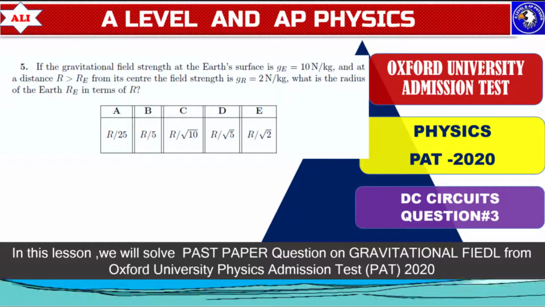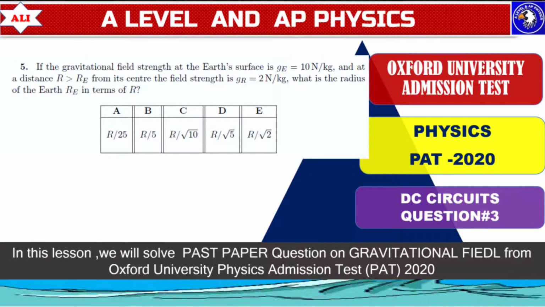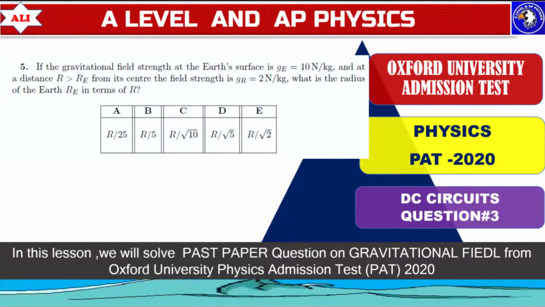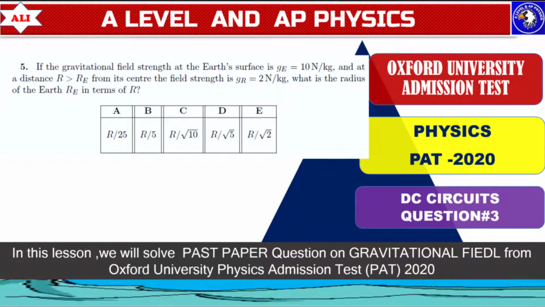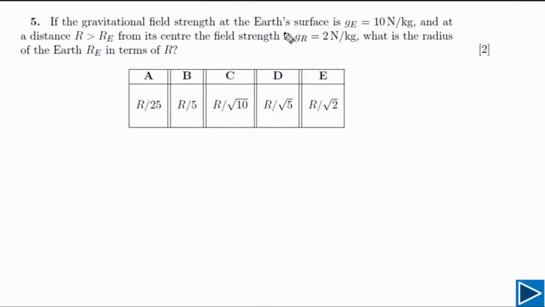In today's lesson, we will solve a past paper question on gravitational field from the Oxford University Physics Admission Test 2020. For this question, it is given to us that the value of g at the Earth's surface, meaning at the surface of our planet, is 10 newtons per kg, and at a distance capital R, greater than Re, from its center, the value of g is 2 newtons per kg. The question is asking us to find the radius of Earth, Re, in terms of R.